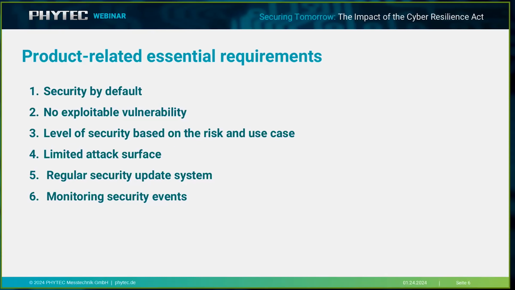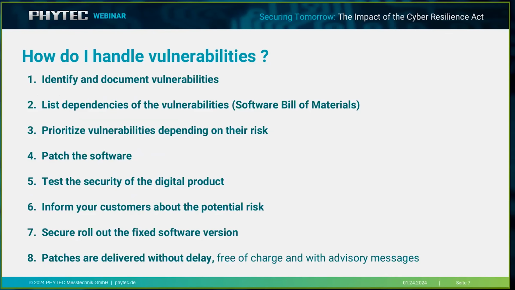So this slide has the following question. How do I handle vulnerabilities? The first step is to identify and document the vulnerabilities. So if a library is affected, then you need a list of the dependencies of the vulnerability. It's named software bill of materials. So all the software which includes the affected library is affected by this vulnerability too.